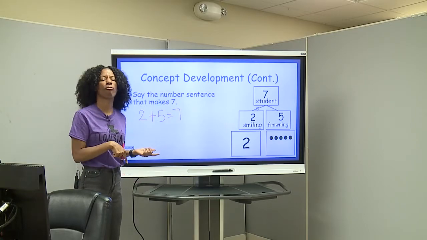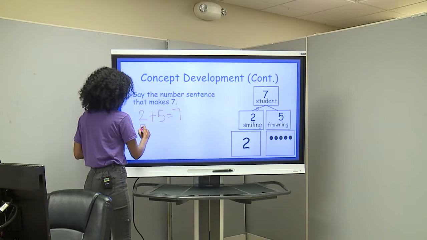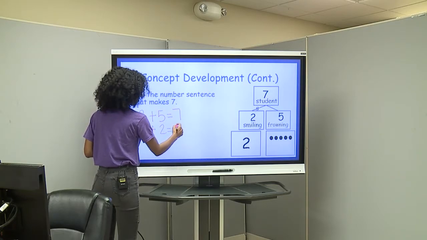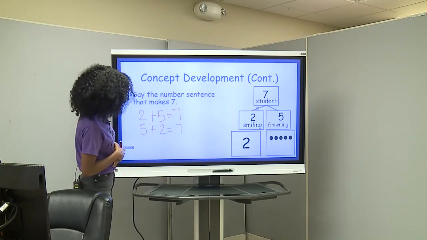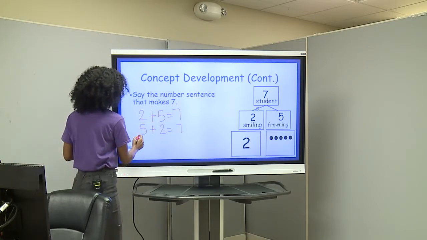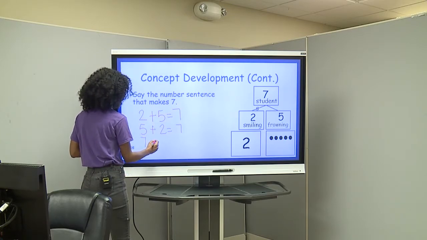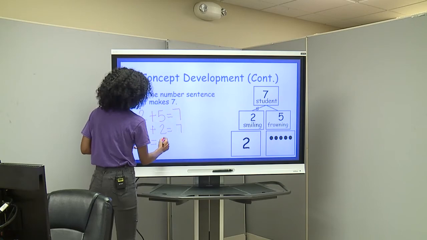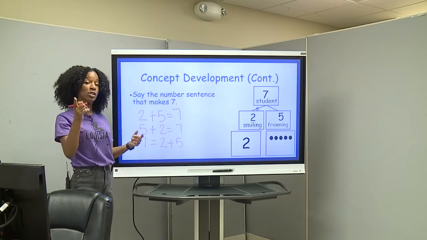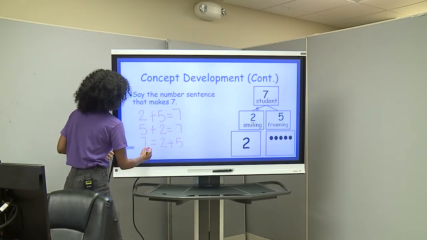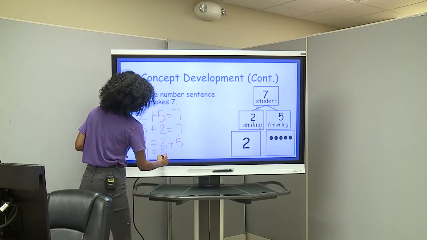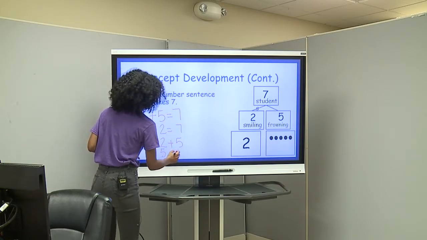Then we can do the students that are frowning first. Let's talk about the students that are frowning. We have 5 students that are frowning plus 2 students that are smiling equals our total number of 7 students. Or let's start with our total number of students first. So we have a total of 7 students equals 2 students smiling plus 5 students frowning. And our last way we can write this number sentence would be 7, which is our total number of students, equals 5 students frowning plus 2 students smiling.